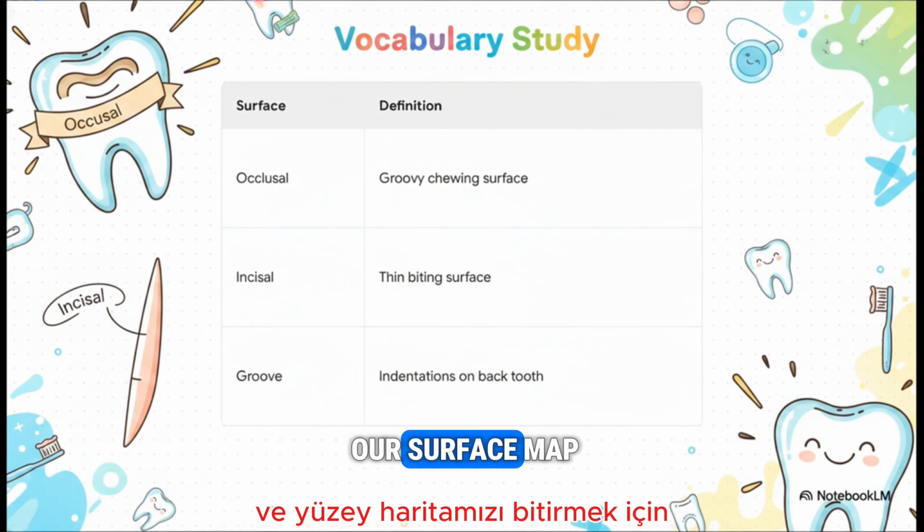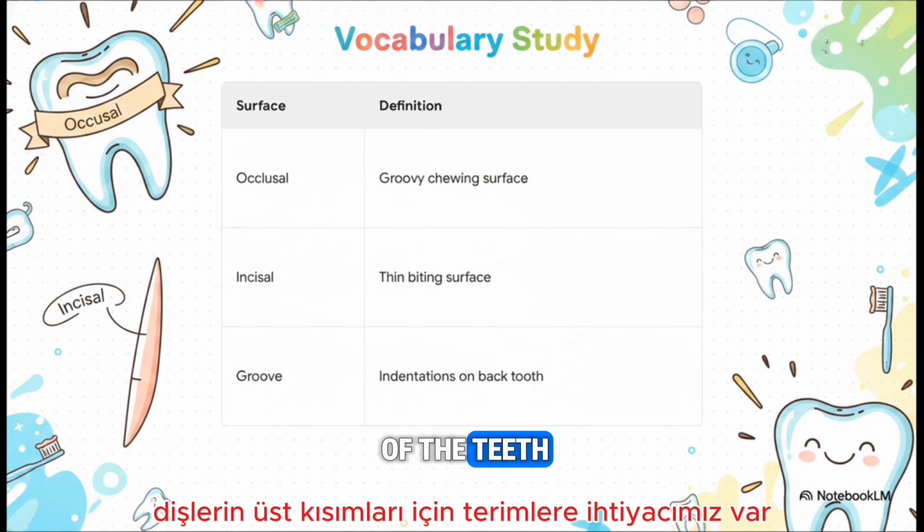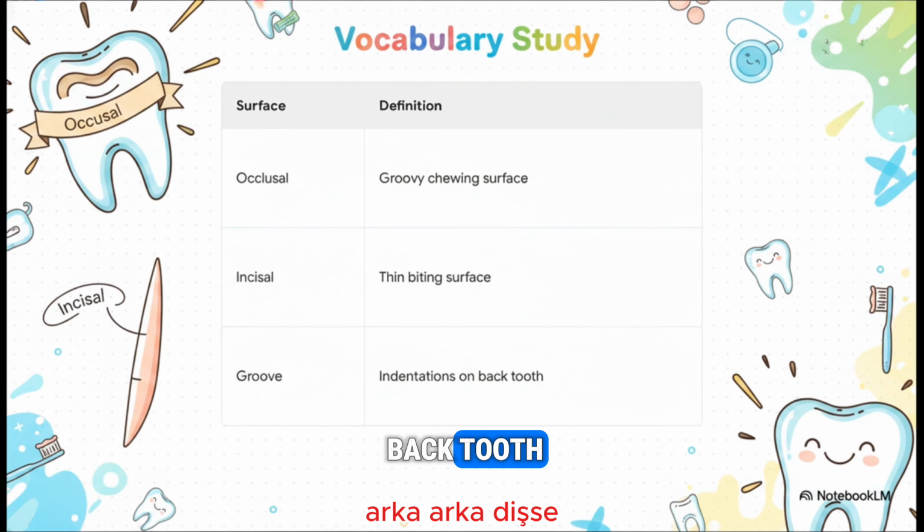And to finish up our surface map, we need the terms for the very tops of the teeth. If it's a posterior back tooth, you use occlusal.